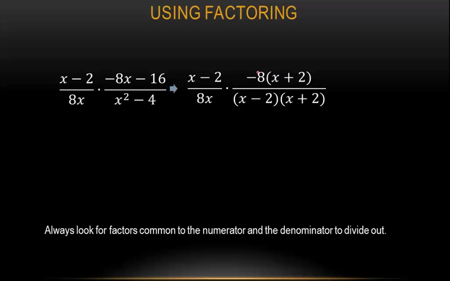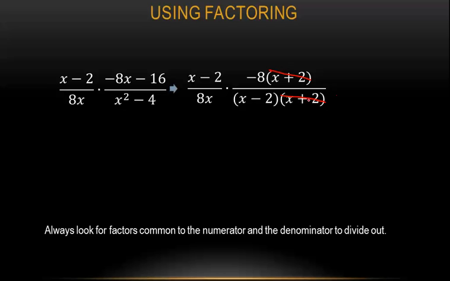Okay, so I factored out the top by using my GCF of negative 8. And down here, like I said, this was a difference of two squares, so it factors out into a product of two binomials with opposite signs, x minus 2 times x plus 2. So as I've been saying, always look for common factors in the numerator and denominator. Well, this has a whole factor of x plus 2, so that means that x plus 2 and this x plus 2 can cancel out.